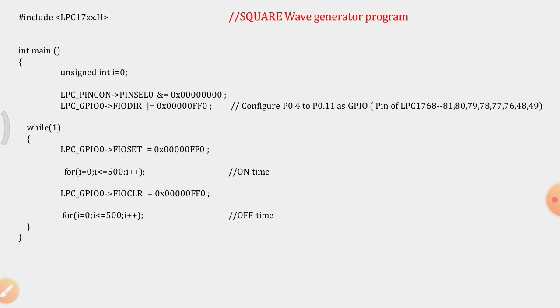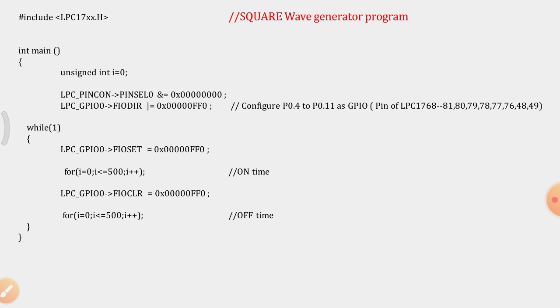I'm going to start a while loop here, continuously for generation of the signals. Here LPC_GPIO0->FIOSET means I'm setting P0.4 to P0.11. This in turn is connected to P0.26, which is AOUT, the analog output. So what happens is the output of AOUT is going to be high, and then it remains so for some time period.